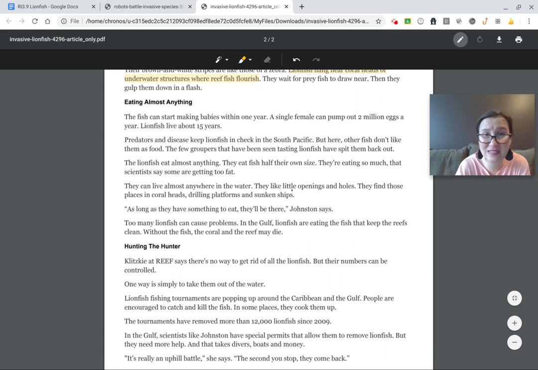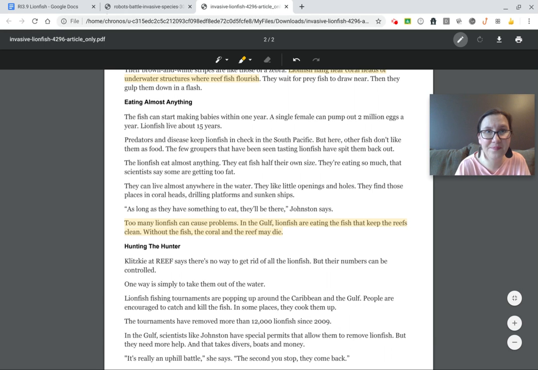They can live almost anywhere. I just wrote that down. And, oh, this is interesting. This last part here, I think it's important to note that too many of these lionfish can cause problems, and the problems include eating those reef fish, and without those fish, the coral and the reef might die.